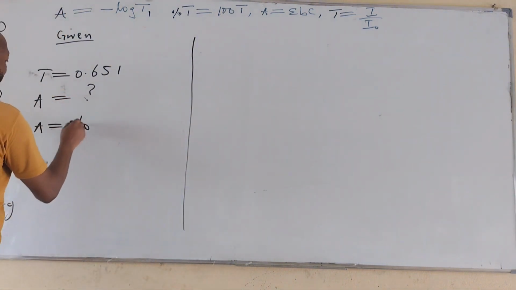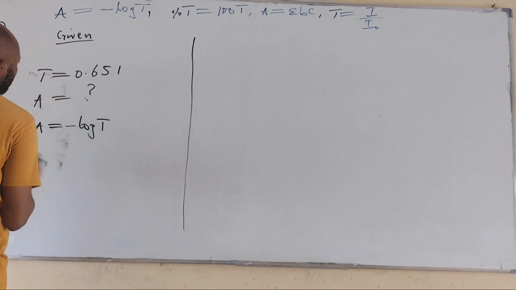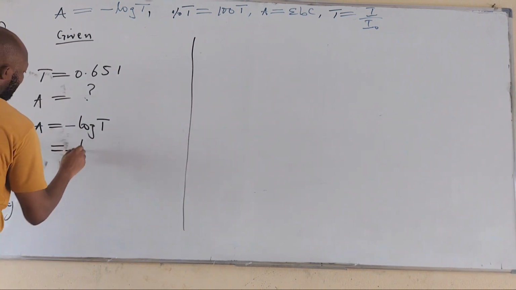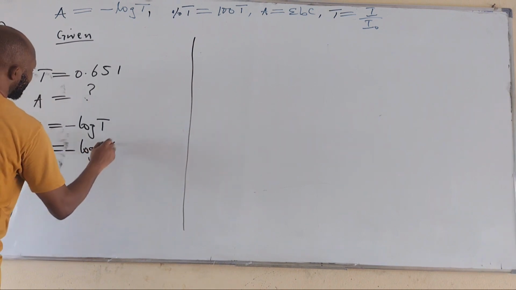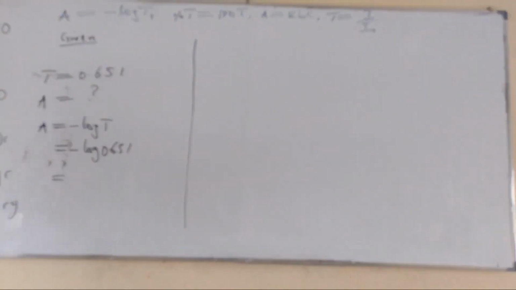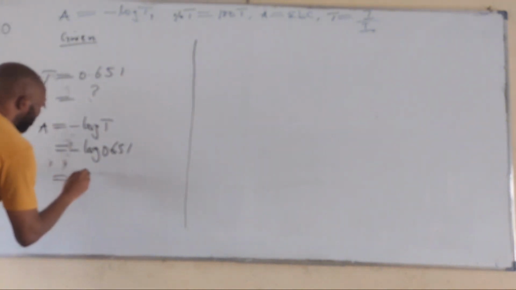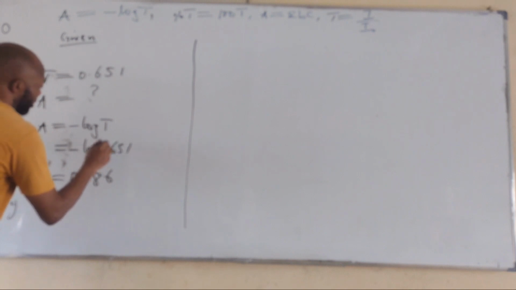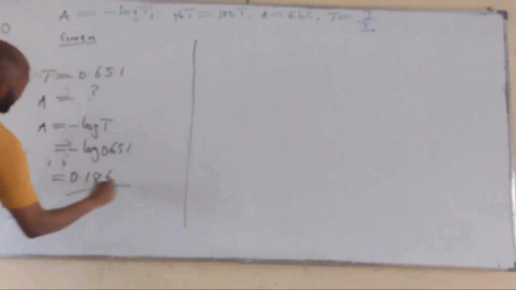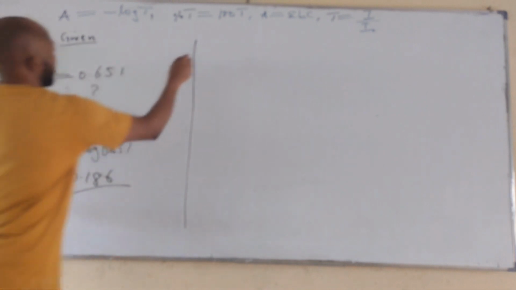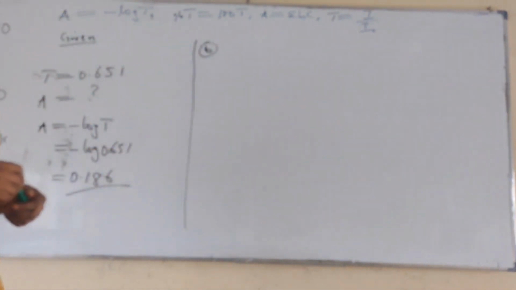Absorbance is equal to the negative log of T. So this is equal to negative log of 0.651, which is equal to 0.186. Okay, that's it.